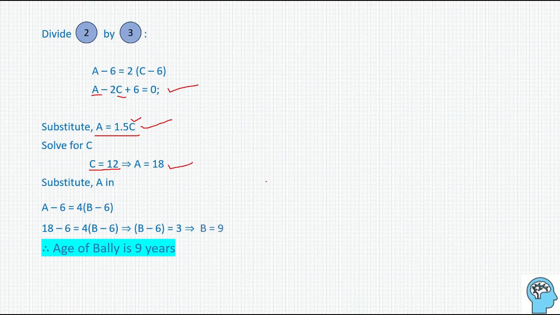Then A and C are now known, and the question is to find B, that is the age of Bali. So I substituted that in equation 2 and solved for B, and got B is equal to 9 years. So therefore the answer is, the age of Bali is 9 years. Thank you. Now let's look at problem 2 in the next slide.